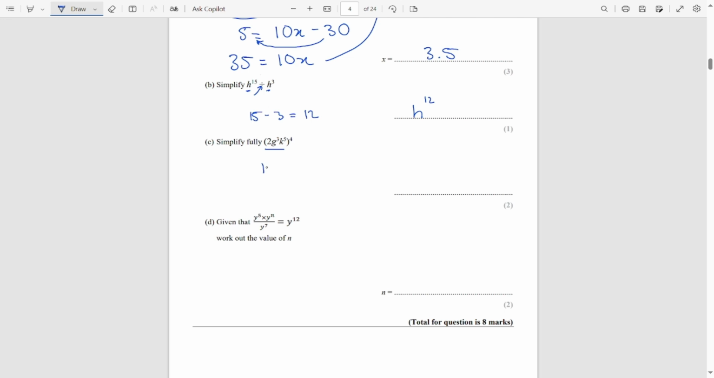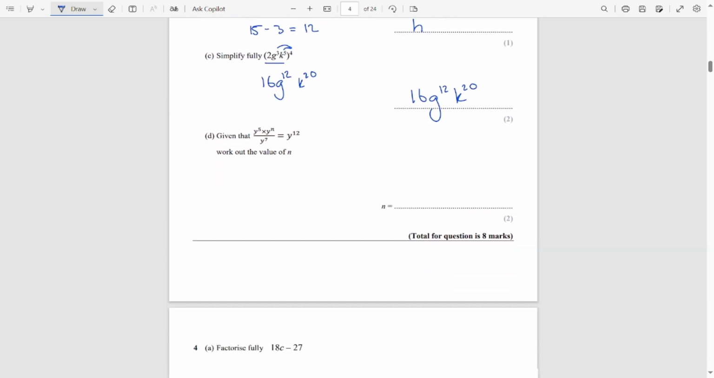So 2 to the 4 is 16. Then you have g to the 3 to the 4. Now when you are raising something to another power, you're going to multiply these two numbers together. So this is g to the 12. And then again, the k is also being raised to the power of 4. So k to the 5 to the 4 is k to the 20. You multiply the 5 and the 4 together. So this is 16 g to the 12 k to the 20.